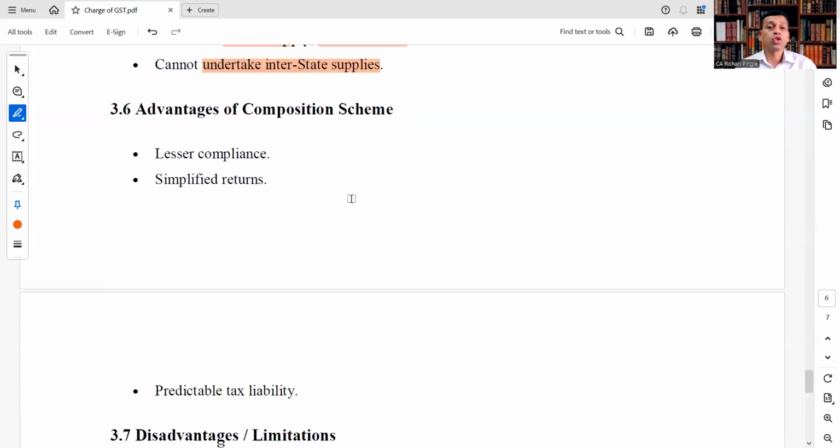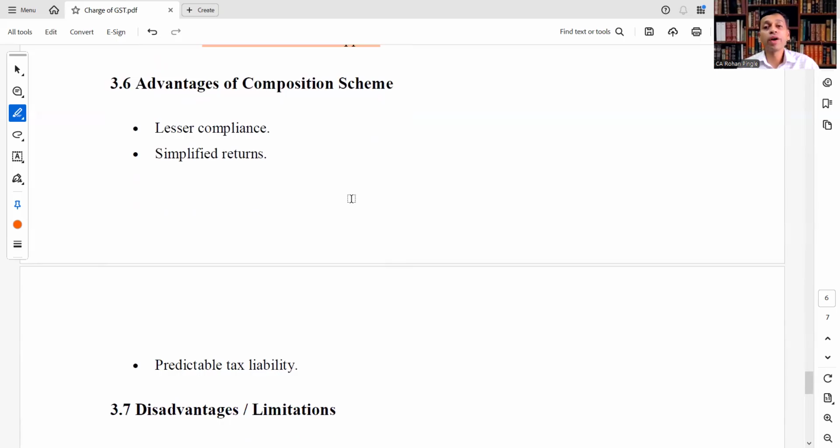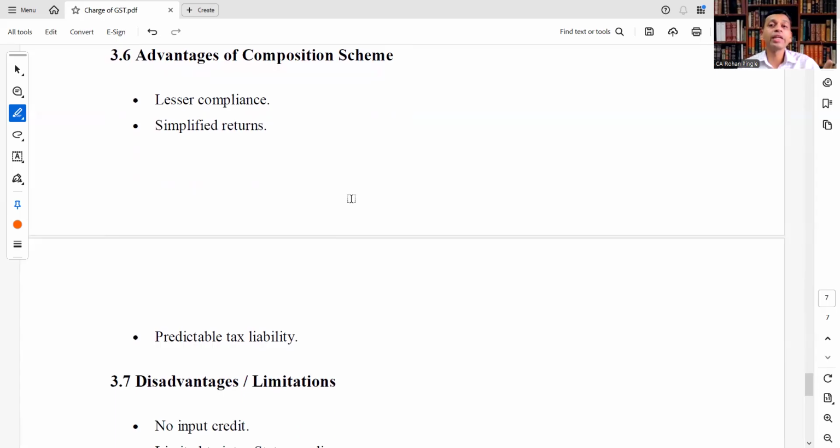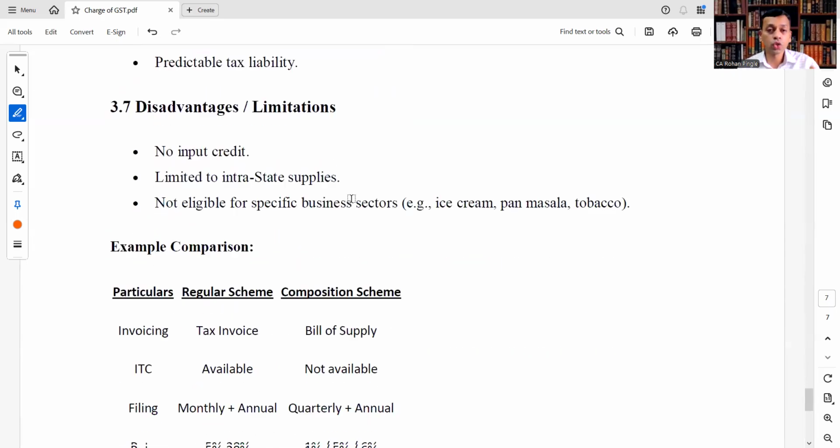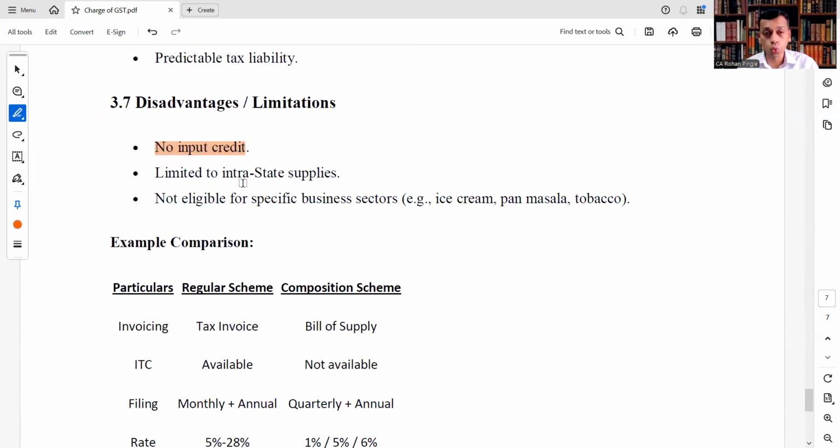Let's see the advantages of the composition scheme: lesser compliance, simplified returns, predictable tax liability. You can predict what tax liability you will be required to pay. There are also disadvantages or limitations. No input tax credit, which means it will be a cost to you. Limited to intrastate supplies: your business will be restricted to within the state. This means you cannot grow your business by supplying to other states. If you want to, you have to come out of the composition scheme to the normal tax provisions. They are also not eligible for specific business sectors, that is ice cream, pan masala and tobacco. For these business sectors, it is not applicable.